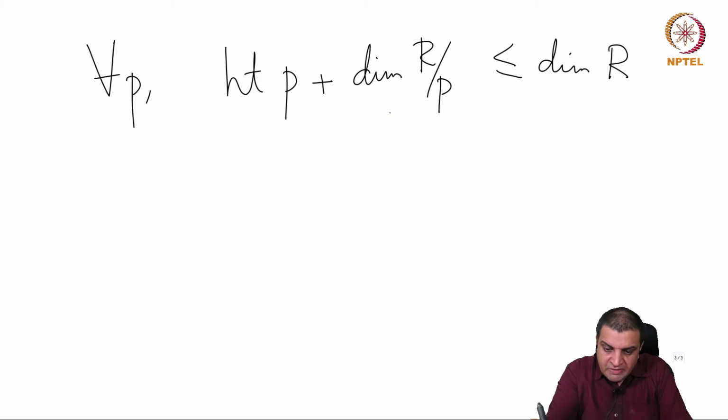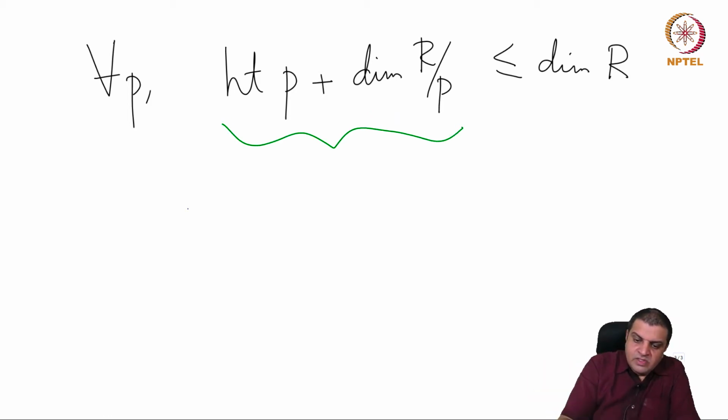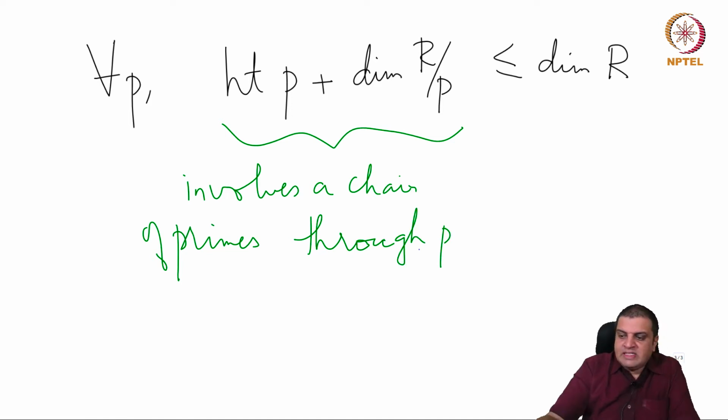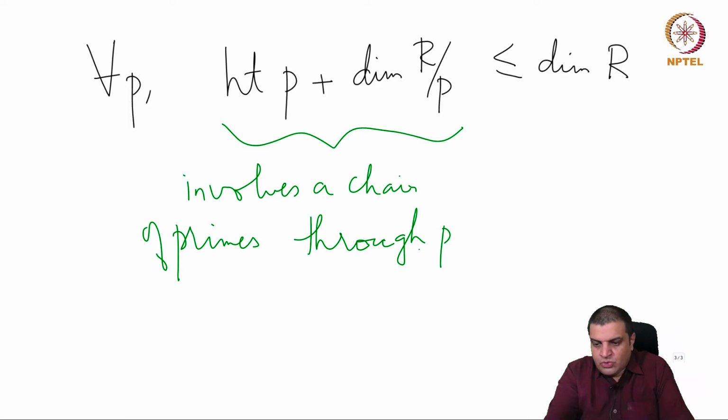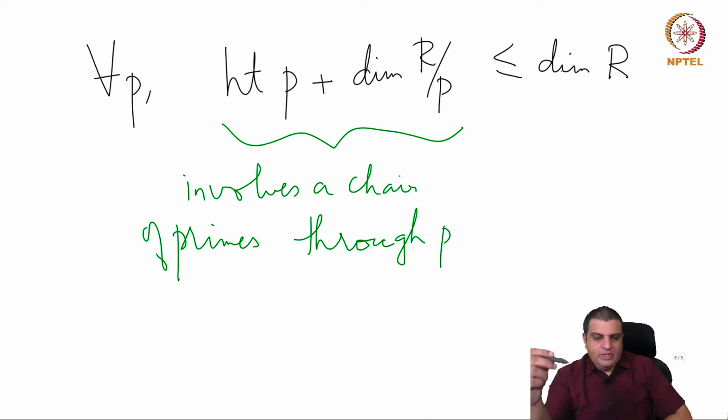So on the left side, this involves a chain of primes through P. Well, the right side doesn't. It could take any chain. So clearly, any chain that gets counted in this calculation on the left side also gets counted while calculating the right side. And this is a supremum. So we get this inequality.